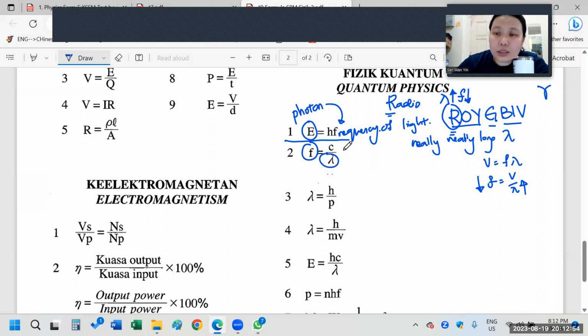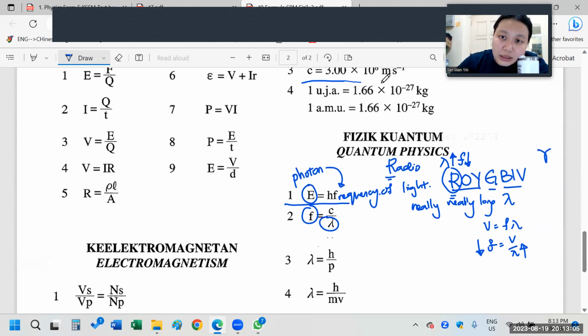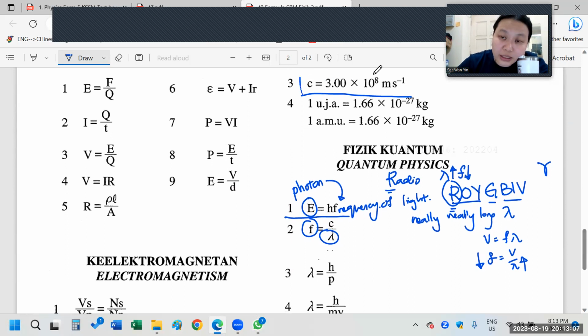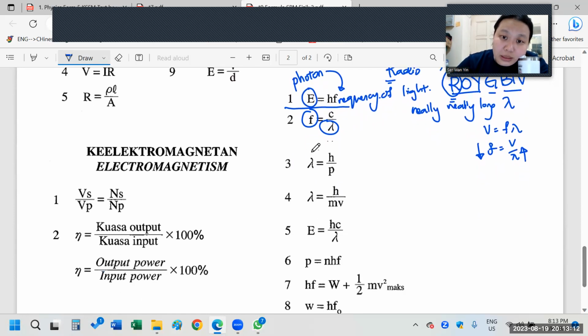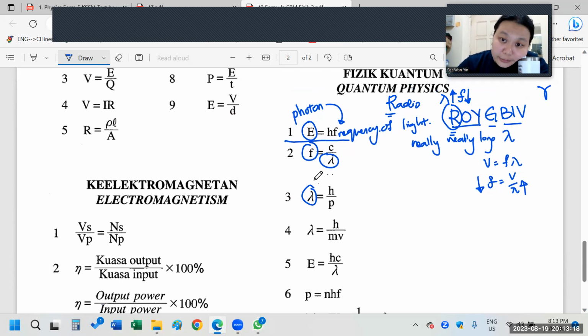Then, because the velocity is the light speed, we substitute c. What is c? c is the light speed, which you can find in your calculator constants too. Okay, so lambda equals to h over p. Why is there lambda in this one? Because of the wave particle duality.